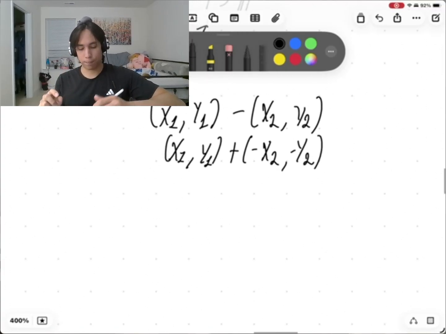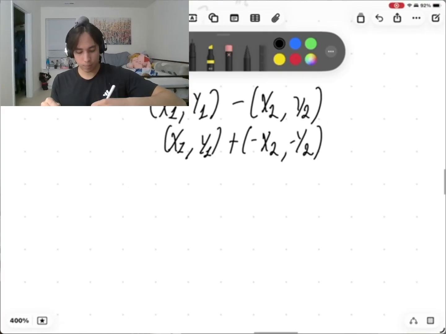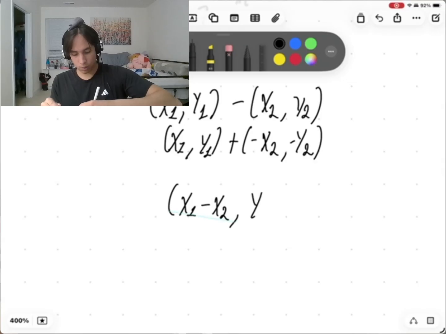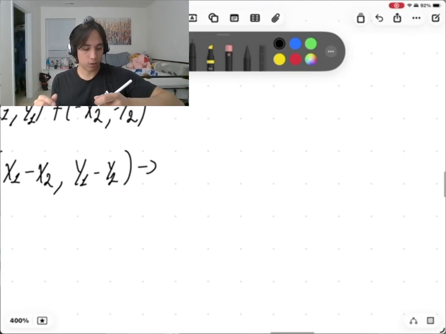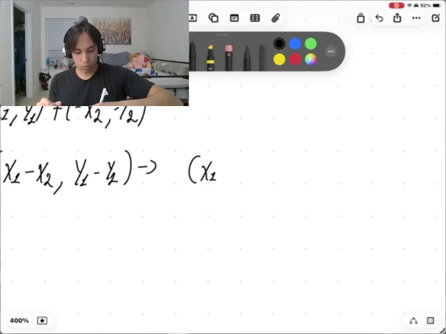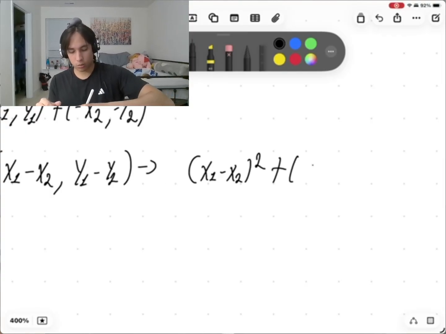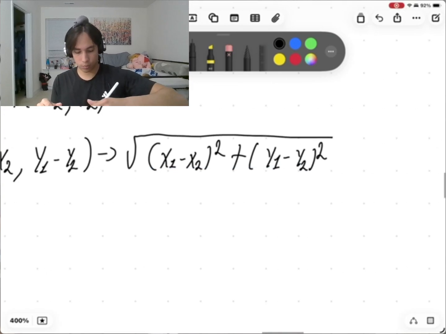So yeah, we add them. It's x1 minus x2, and y1 minus y2. And now we take the absolute value, which is like taking the magnitude of a vector. So it's going to be the square root of x1 minus x2 squared plus y1 minus y2 squared.